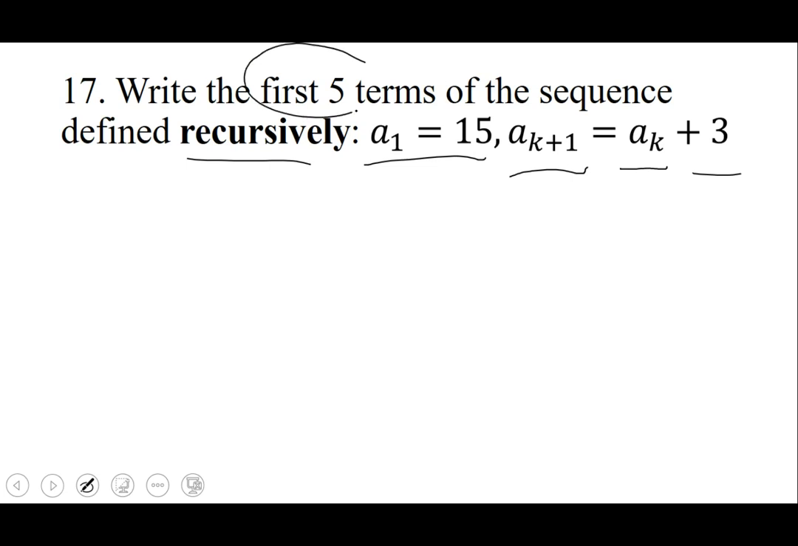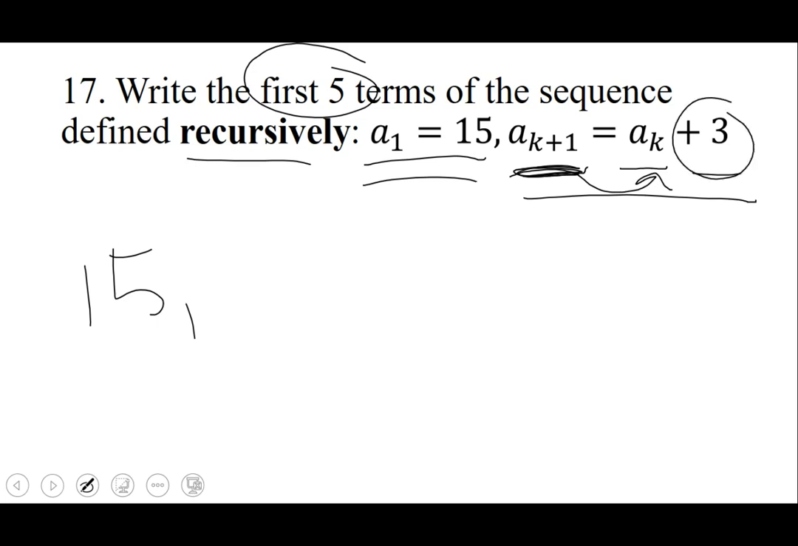So if you're trying to find the first 5 terms in the sequence, they're telling you that the first term is simply 15. Then if you look at the formula, they're telling you that to find any term, in this case k plus 1, you're going to have to find a sub k, which means the term directly in front of it, and then you're going to add 3. So if you're trying to find the second term, you're going to take the term in front of it and add 3. So if the first term is 15, to find the second term, you're going to take 15 plus 3, and you're going to get 18.